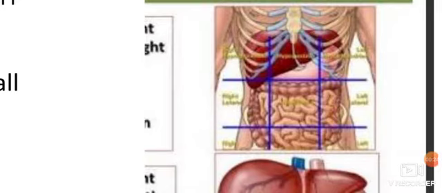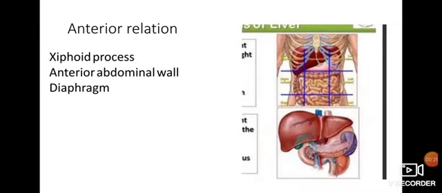Then part of the diaphragm is also extending into the anterior surface. That is the anterior relation: xiphoid process, anterior abdominal wall, diaphragm. Along with the xiphoid process, you can see the rib and costal cartilage.